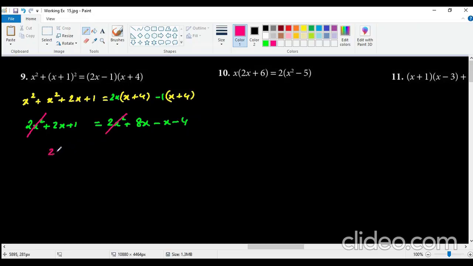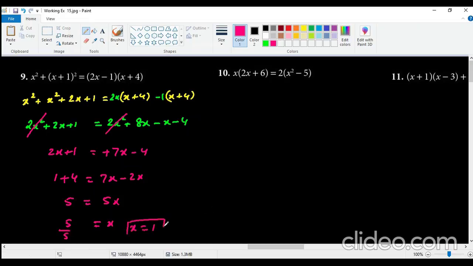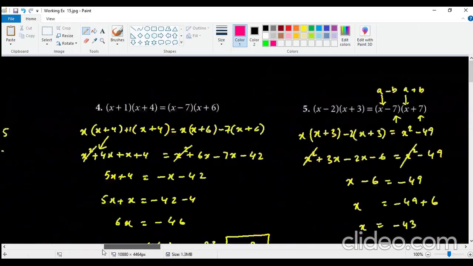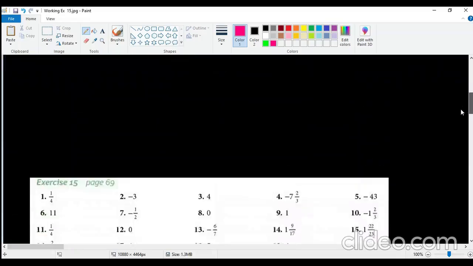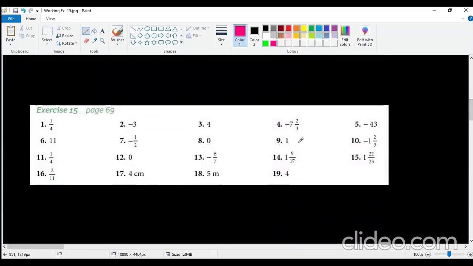So this is going to give us 2x plus 1, and this side is going to give us a plus 7x minus 4. So I will bring 1 plus 4 on the left hand side and 7x minus 2x on the right hand side. This is going to give us a 5, and 7 minus 2 is going to give us a 5x. That means the value of x is going to be 5 over 5, which is equals to x equals 1 as an answer for question number 9. Let's see your answer for question number 9 is correct. Question number 9 answer is 1, as you can see. Now moving on to question number 10.